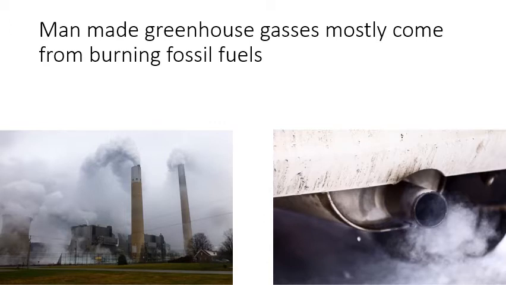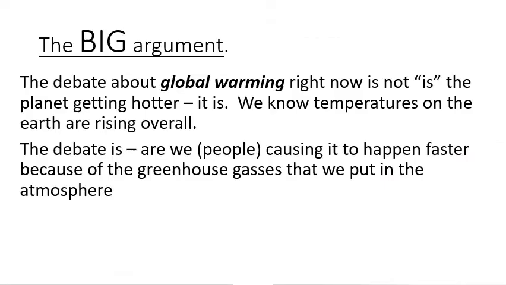So what we're doing is putting more of those greenhouse gases in the atmosphere, and we're trapping more heat. So what's the big argument about global warming? You hear about it a lot, about the climate accords, and the politicians argue about global warming and climate change. Now, keep this in mind. The argument with global warming is not if the planet is getting hotter. We know it is. We know temperatures are on the rise. The argument is, are we causing it to happen faster because of all those extra greenhouse gases, all that extra carbon dioxide that we put in the atmosphere?